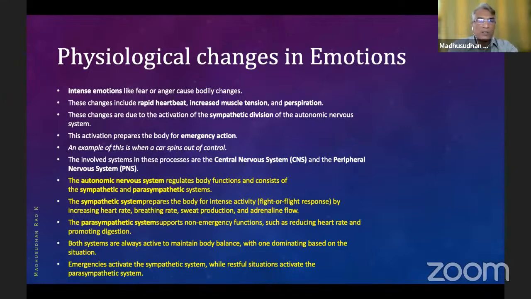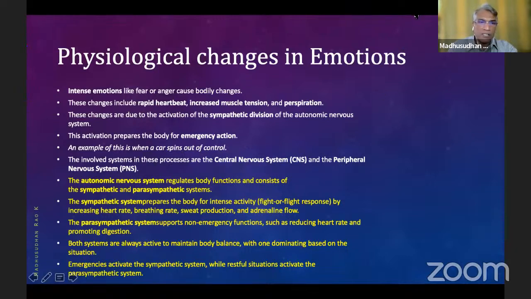These are the physiological changes. Intense emotions like fear and anger can cause bodily changes. These include rapid heartbeat, increased muscle tension, and perspiration, and it activates the sympathetic division of the autonomic nervous system. This activation prepares the body for emergency actions.